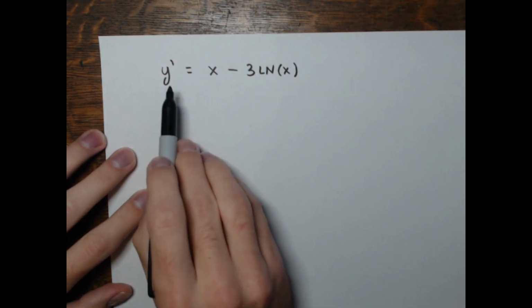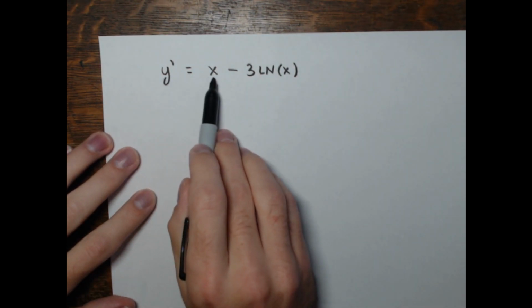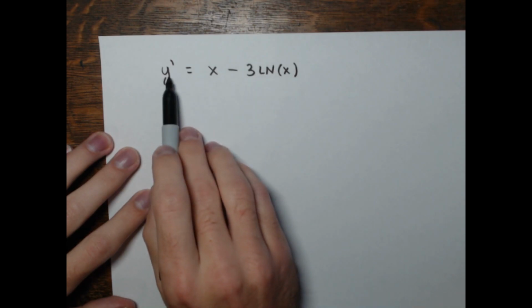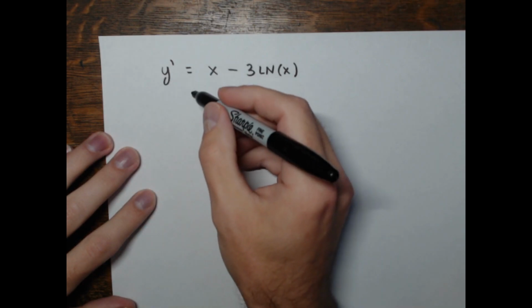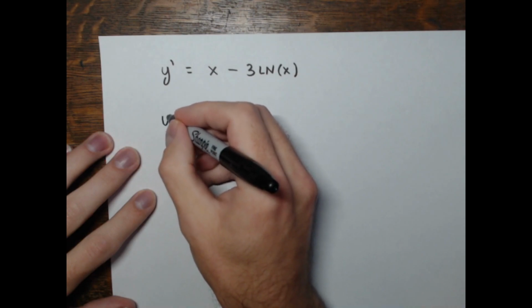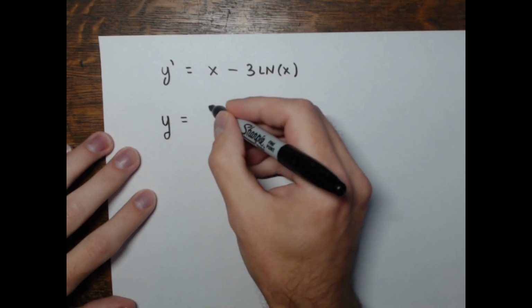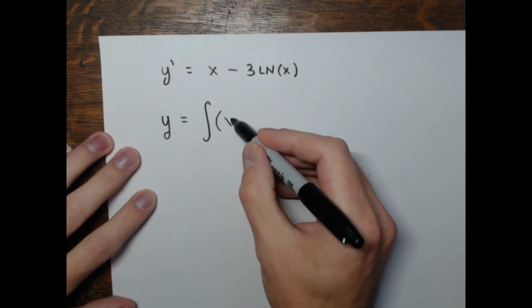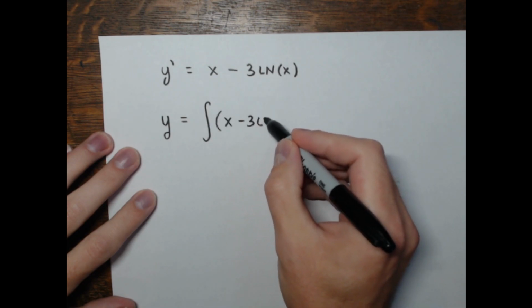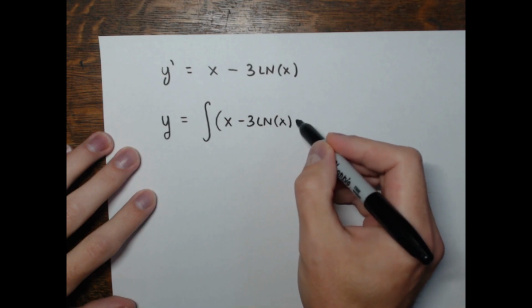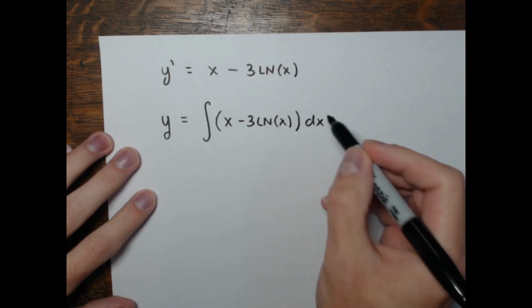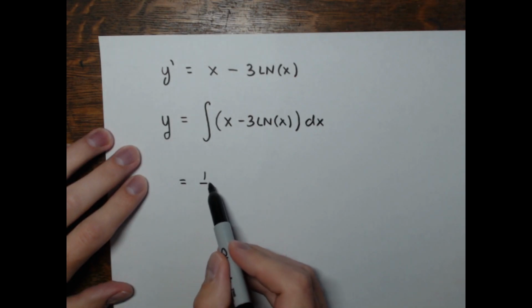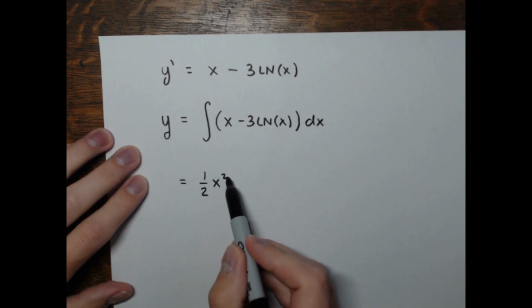Okay. And once again, y is implied to be a function of x here if the other variable is x. And integrate both sides with respect to x, we're going to get the following. y is going to be equal to the indefinite integral of this, x minus 3 times the natural log of x, with respect to x. Now, x is no problem. That's half x squared, right?